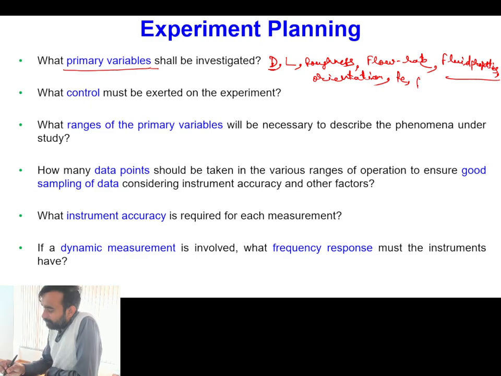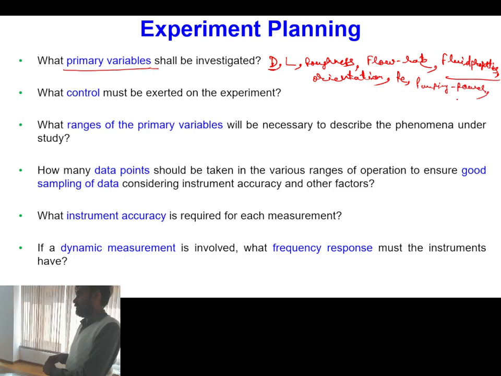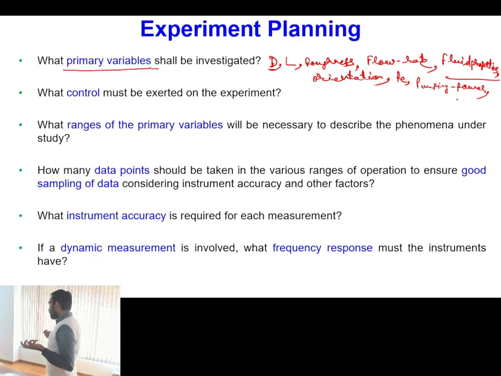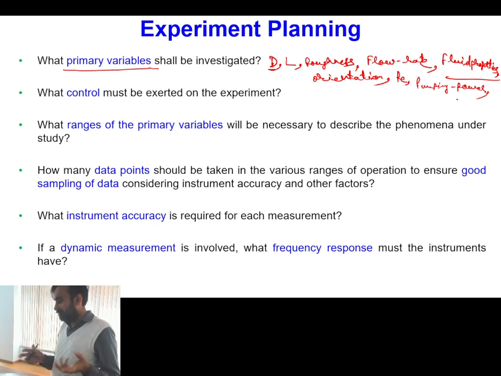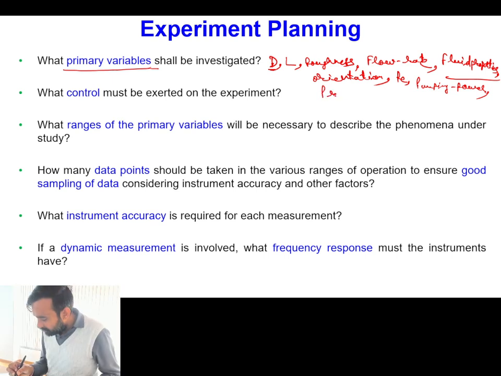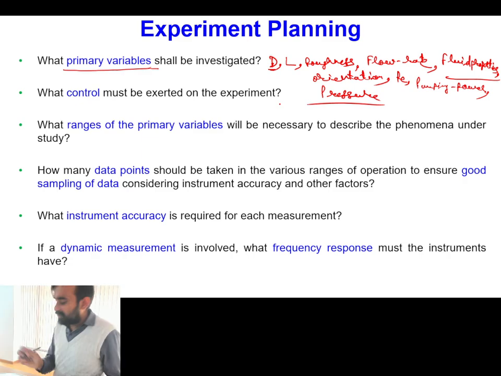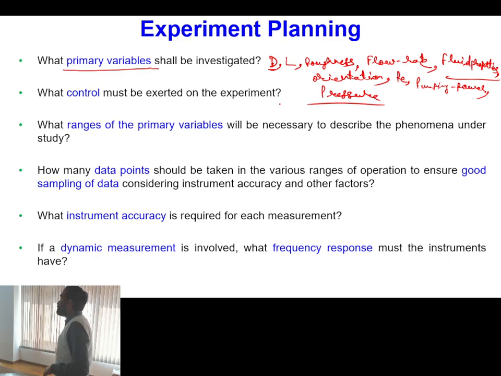For deciding the pump, what type of pump you have to use, because experimentally you are trying to measure the pressure, so you also need a pressure gauge or pressure transducer for measuring the pressure. So all these are the quantities which are nothing but the primary variables which you need to record.